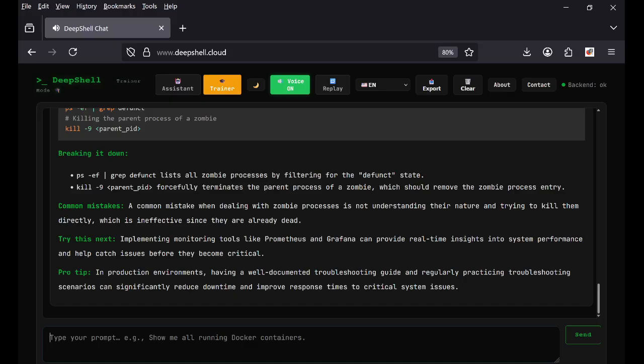Try this next. Implementing monitoring tools like Prometheus and Grafana can provide real-time insights into system performance and help catch issues before they become critical. Pro tip. In production environments, having a well-documented troubleshooting guide and regularly practicing troubleshooting scenarios can significantly reduce downtime and improve response times to critical system issues.